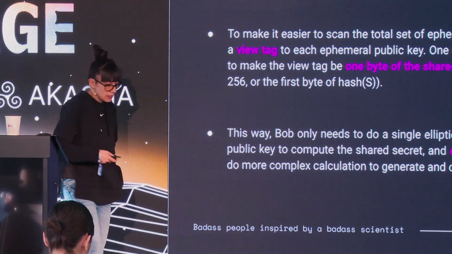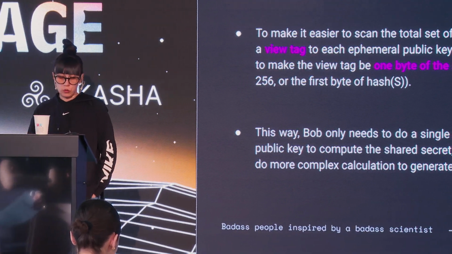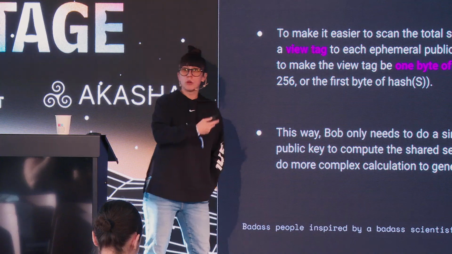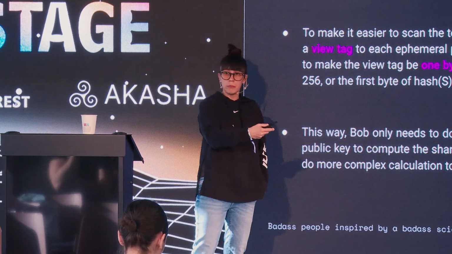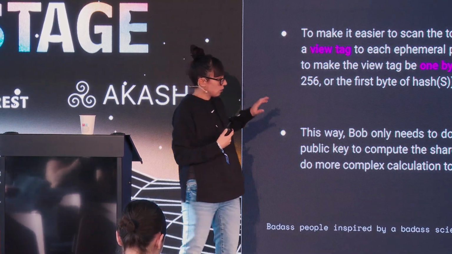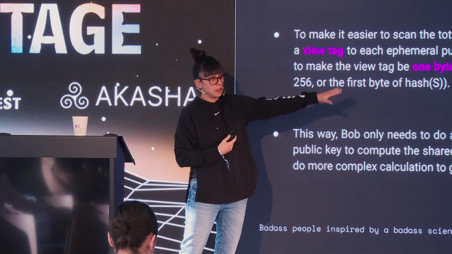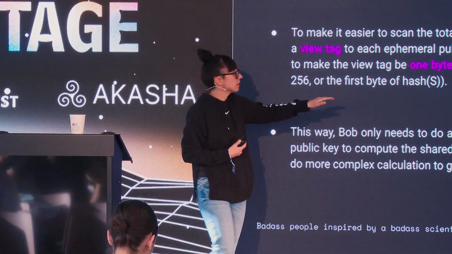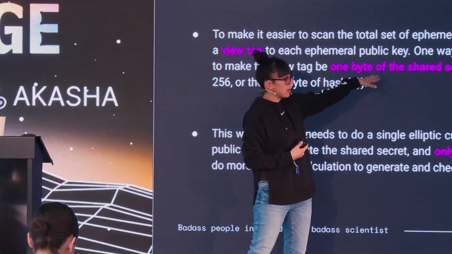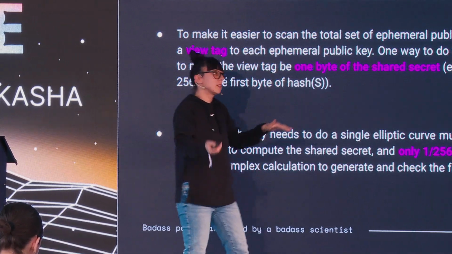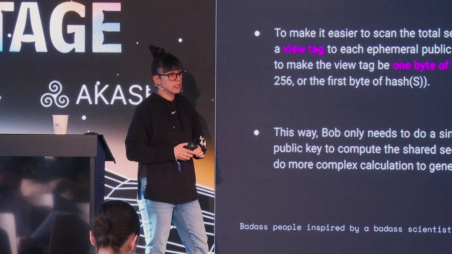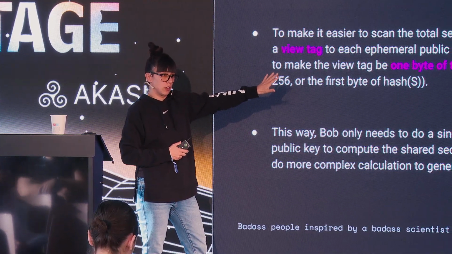And we can add one more thing. We can add a view tag. What is a view tag? Well, when Alice wants to send the money to Bob, she will go to the ephemeral public key registry, and she will add her public key. But she can add 1 byte of the shared secret in order that Bob can calculate his address in a faster way. So this is just for optimization, okay?